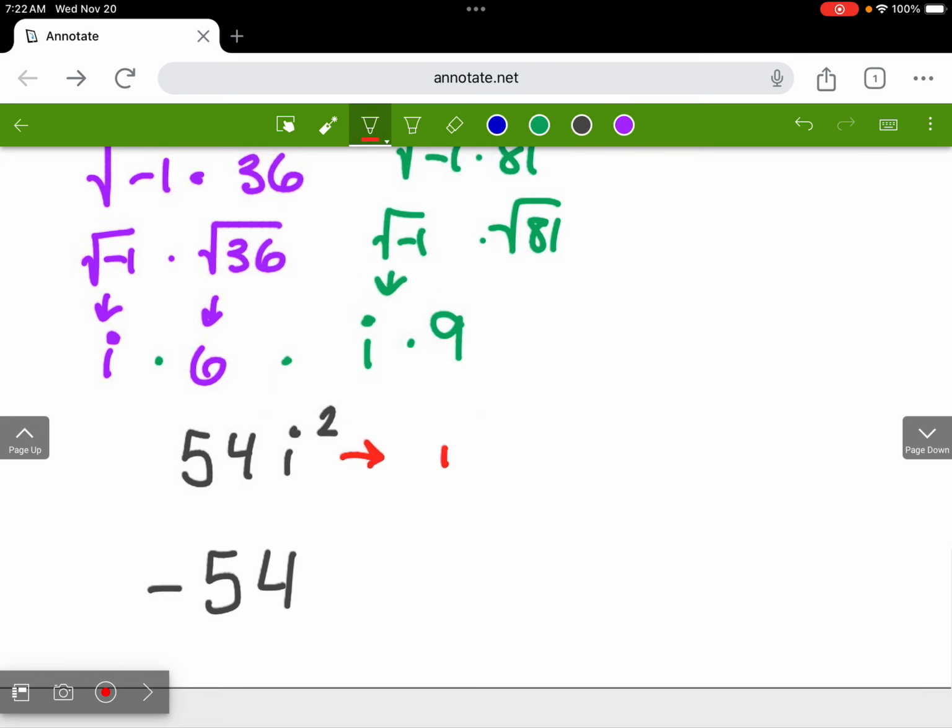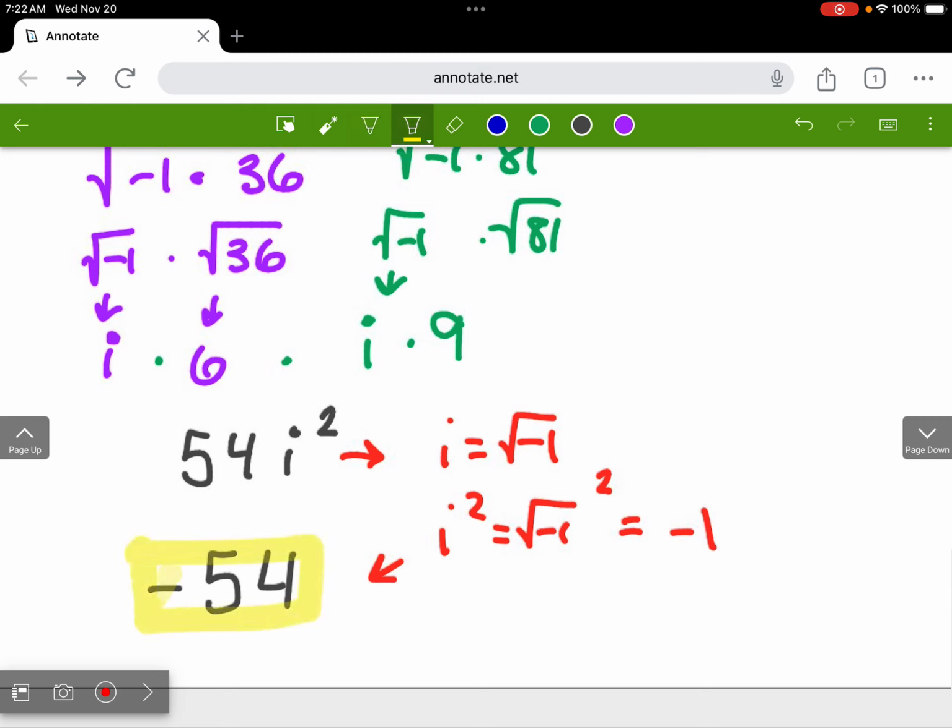Because that comes from that i is the square root of -1. i squared is the square root of -1 squared. The square root and the square cancel out, so we just have -1. Okay, so that's our final answer on that one, -54.